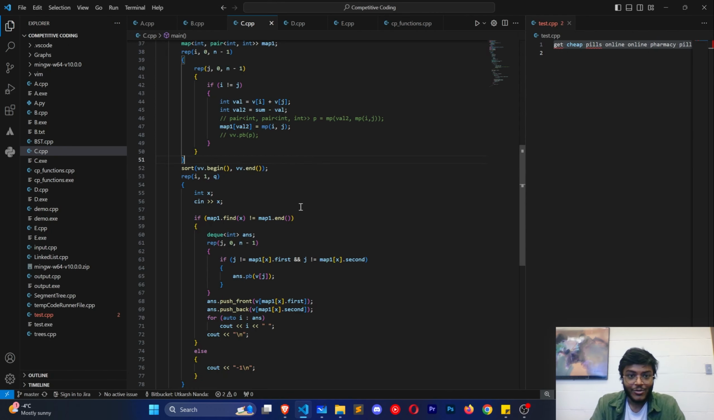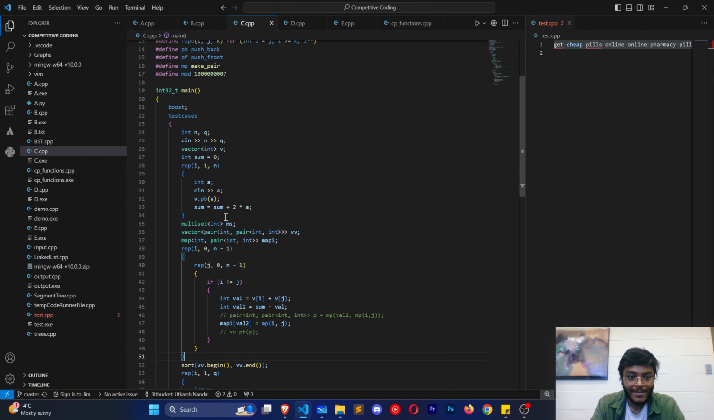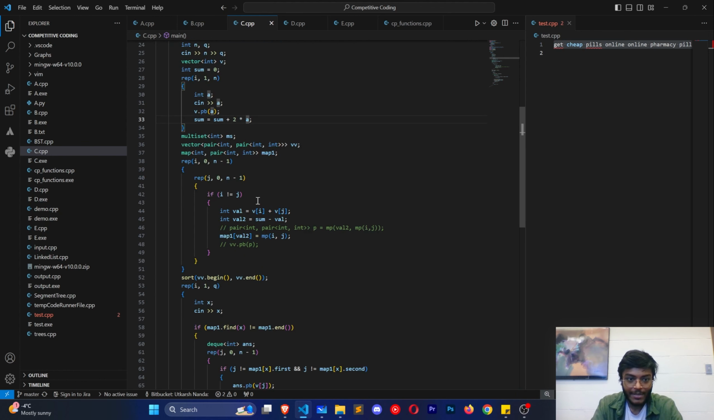So let's go to the code. What I do is I take the input and I take the sum. I take the sum and I multiply whatever the value is by 2 times and then add to the sum. Okay, and then I take a multi-set.